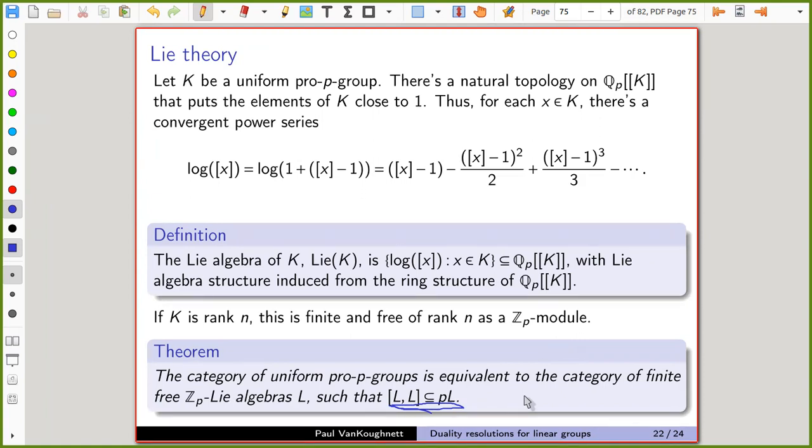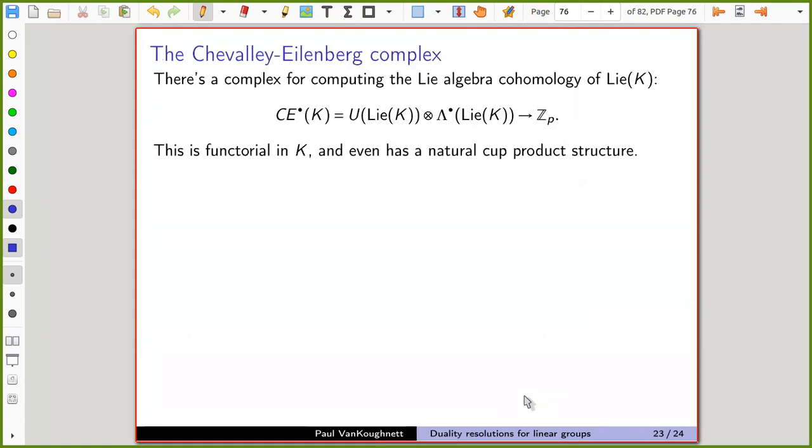So one thing that you can do with this is, if you want to compute the group cohomology of a uniform pro-p group, you can instead think about the Lie algebra cohomology of its Lie algebra. And there's a very explicit way to calculate Lie algebra cohomology, which is this thing called the Chevalley-Eilenberg complex. So the Chevalley-Eilenberg complex is a complex that looks like this.